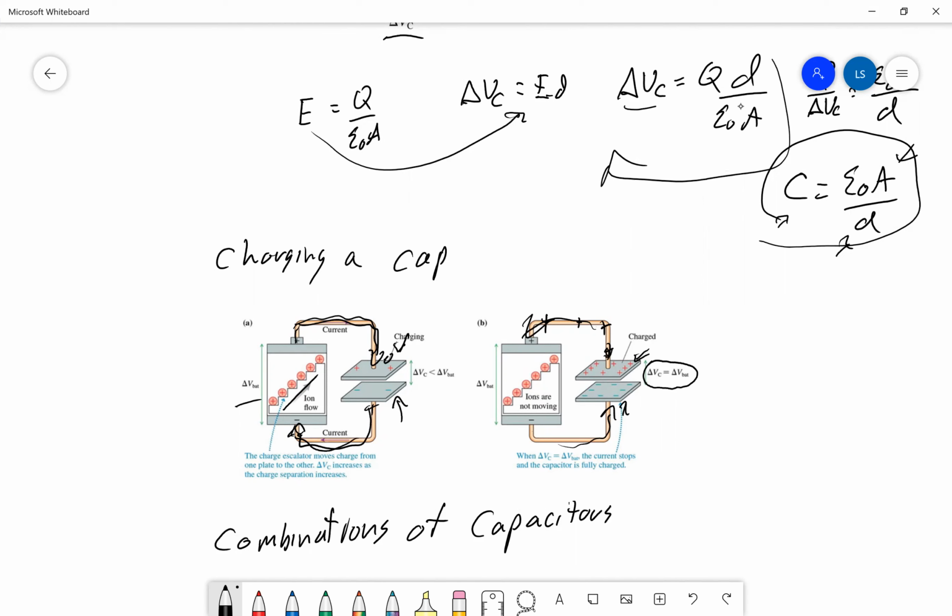That is the reality, but the convention is positive charges moving. So we talk about the charges charging, positive charges going to the positive plate and pushing positive charges away from here, creating a current that eventually stacks up until your potentials are the same. So the potential of the battery is equal to the capacitor. All right.